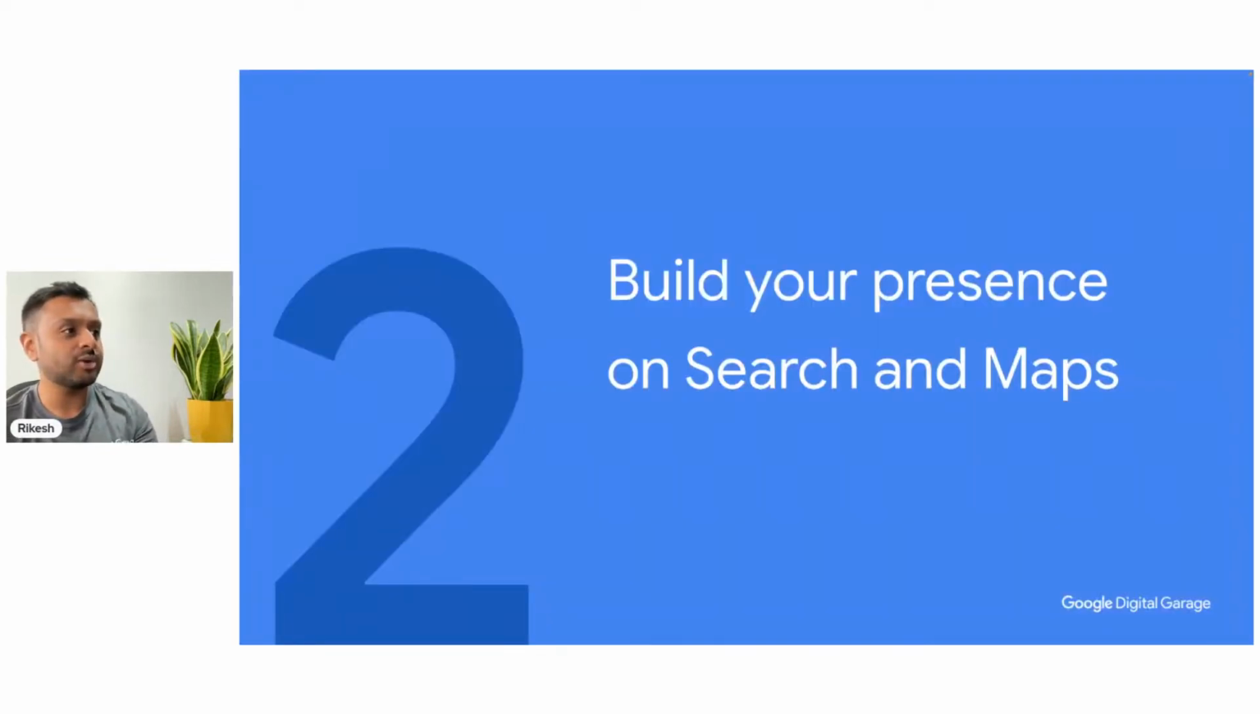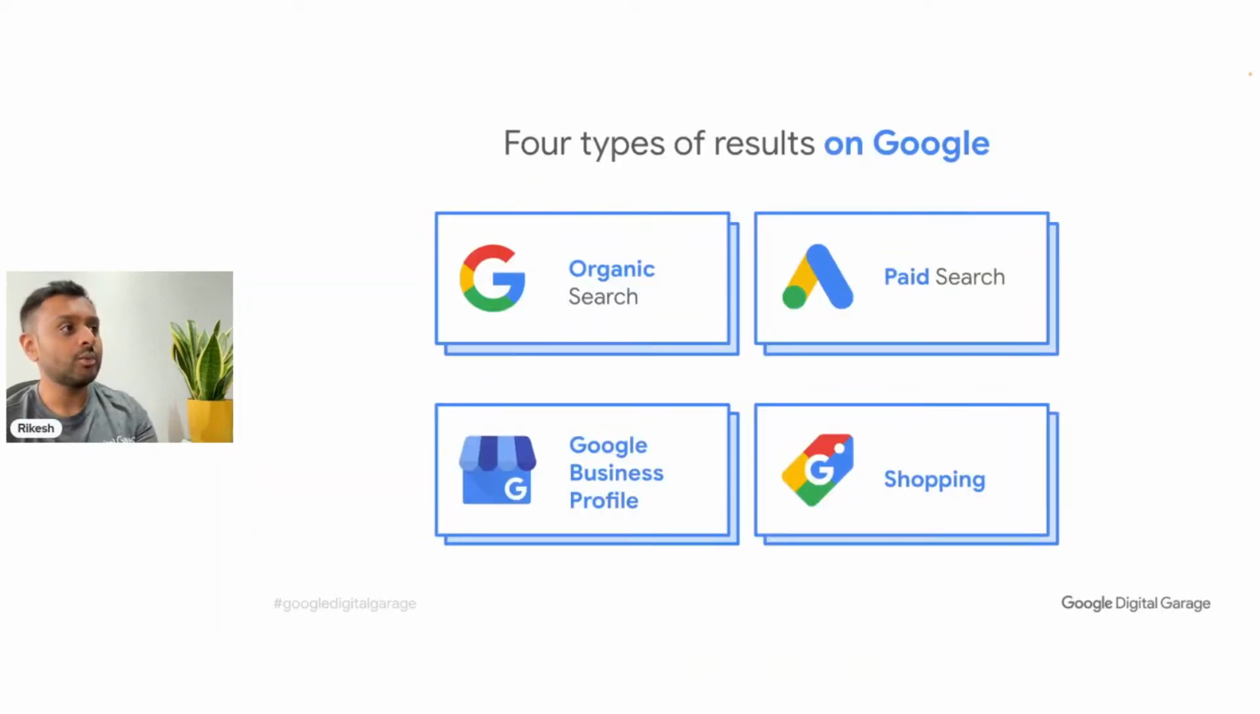Okay, so let's have a look at building out our presence on Google Search and Maps. So where can we be found on Google? Well, there are four main places. You've got organic search, paid search, Google Business Profile, and Google Shopping.